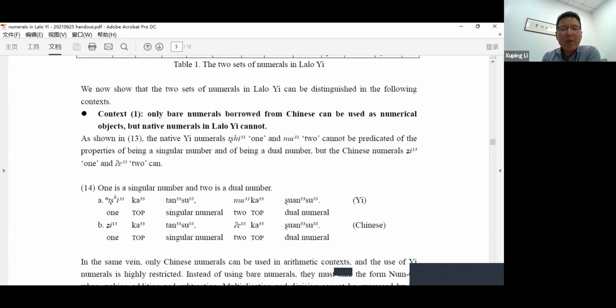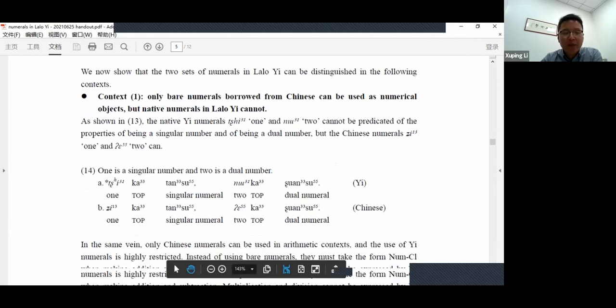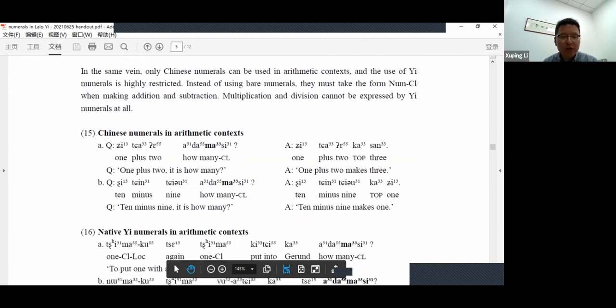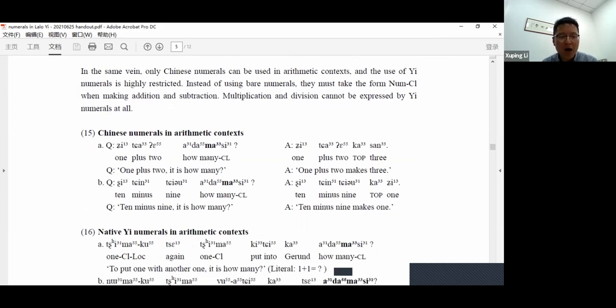Only bare numerals borrowed from Chinese can be used as numerical objects, and the native ones cannot. So if you want to say 1 is a singular number and 2 is a dual number, you can only use the borrowed Chinese numerals, but not the native ones, as in 14. And also in arithmetic contexts, if you want to say 1 plus 1 makes 2, here you can only use the borrowed numerals, okay?